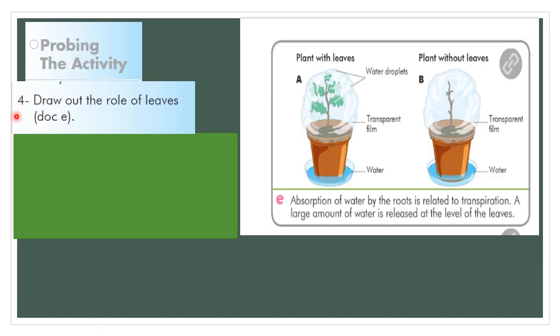Now let's move to number 4, proofing the activity. Draw out the role of leaves in document E. A plant transpires through its leaves.